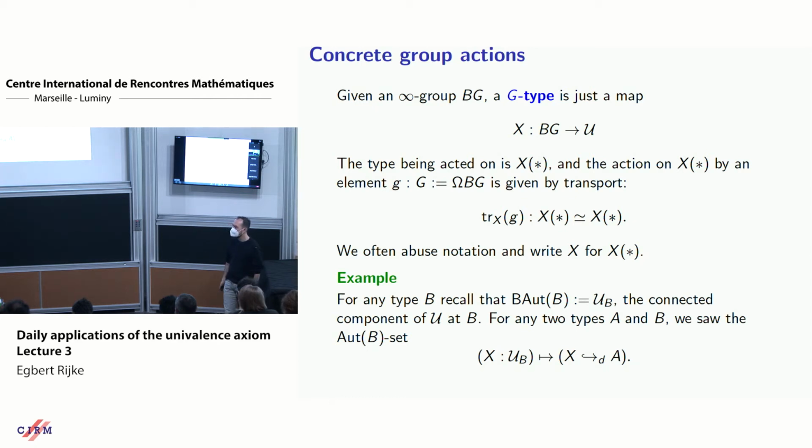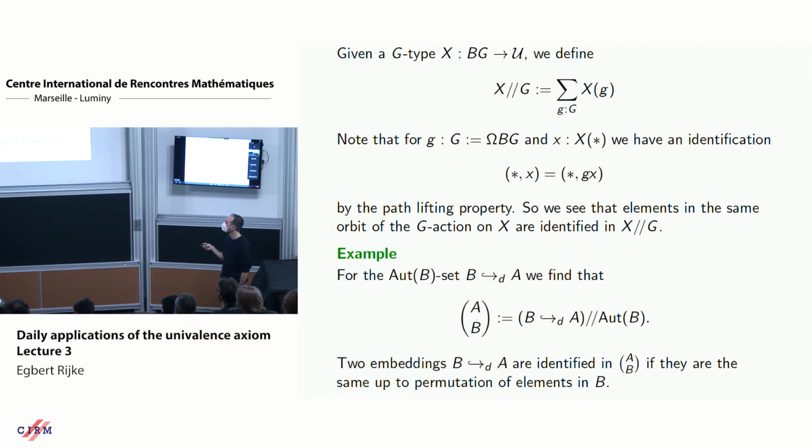So we saw yesterday an example of this. For any type B, recall that BS_B is the type of all types that are merely equivalent to this B. And then for any other type A, we can make this type family over that type, which sends X to the decidable embeddings from X to A. And this was in the definition of the binomial types. So this is an example of a G-type where G is the automorphism group of B. We're going to come back to that in a moment.